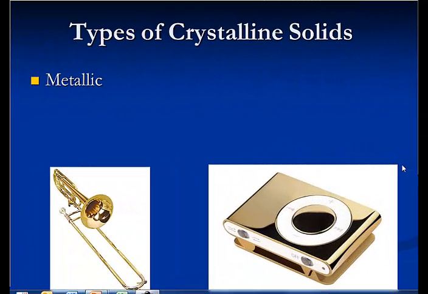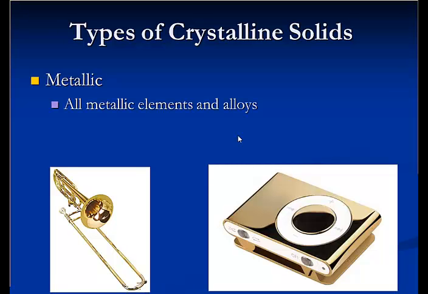All right, let's talk about each of the types of crystalline solids in a little bit more detail. First of all, we have metallic. Metallic would be any type of metal from the metal elements, so everything to the left of the stair-steppy line thing. And alloys. Alloys are just mixtures of different metals used for different types of purposes. For instance, in this case of the trombone, it would be brass. This is a gold-plated iPod shuffle, something everybody needs.